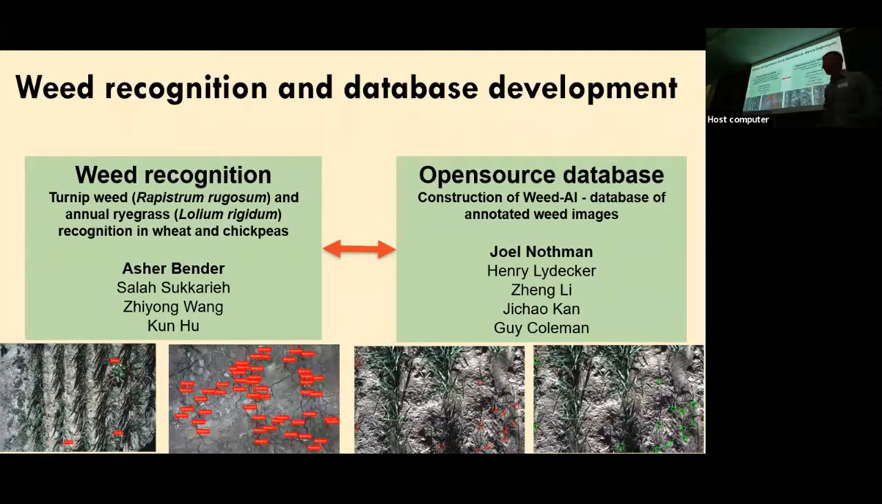All right, so now getting on to our project that we've talked about today. This was the structure of the project. We had a team working on the weed recognition side of things, and a team working on development of an open source database. There's been quite a bit of interaction between the teams just to make sure that the images that have been collected can be stored suitably in the database and vice versa. So that's generally been the structure of the project.